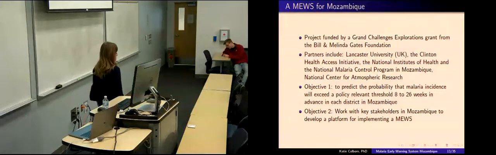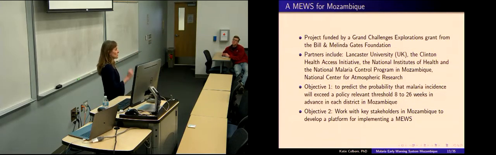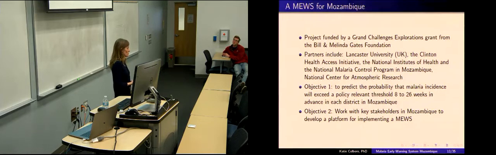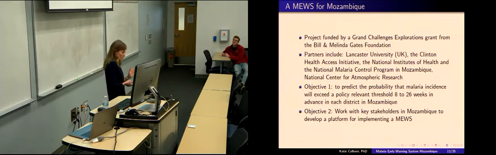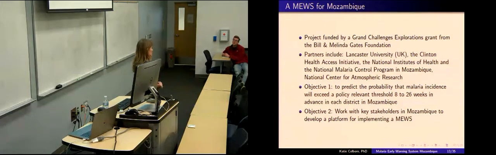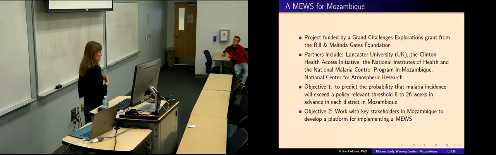So we set out to develop one of these early warning systems for Mozambique. And the unique thing we had here is a good relationship with the National Malaria Control Program. So we had access to the entire country's data from over 7 years. We chose to use 7 years because we felt like anything before 2010 might not be as reliable. And this includes weekly case reports from every district in the country of Mozambique. There's 142 districts.